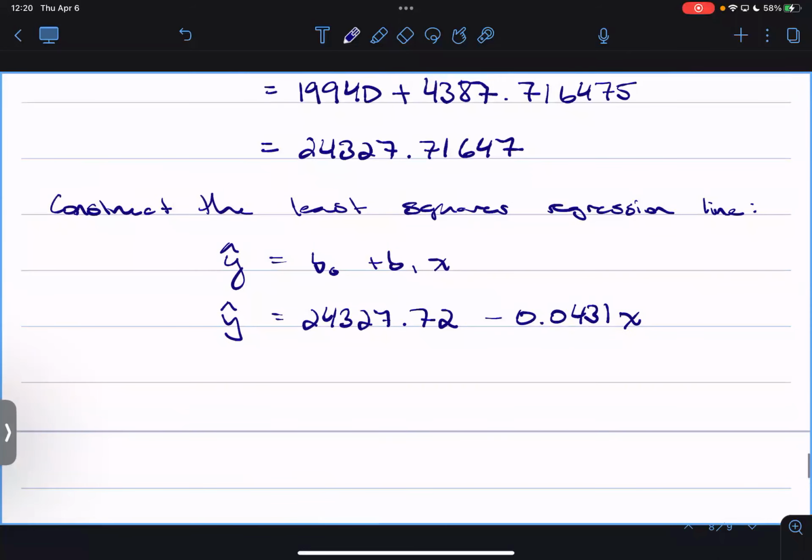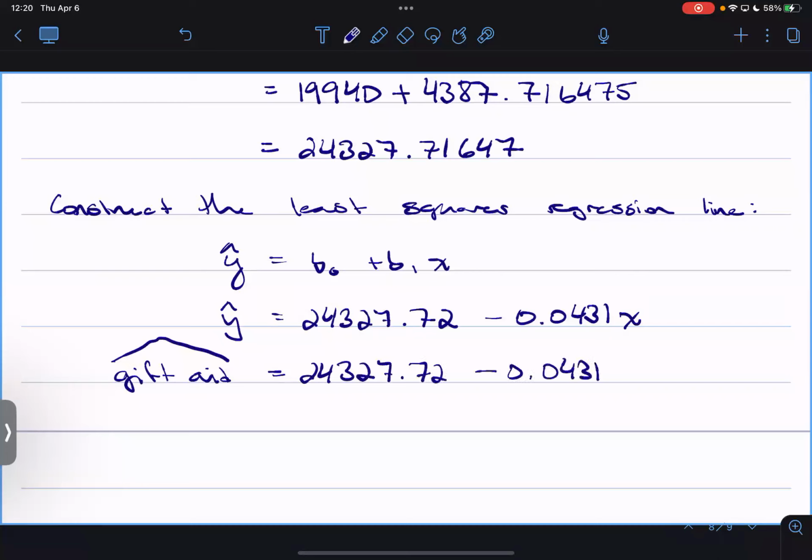Or if you prefer, with my last few minutes here, the predicted gift aid, you can put a hat on top, is 24,327.72 minus 0.0431 times the family income.